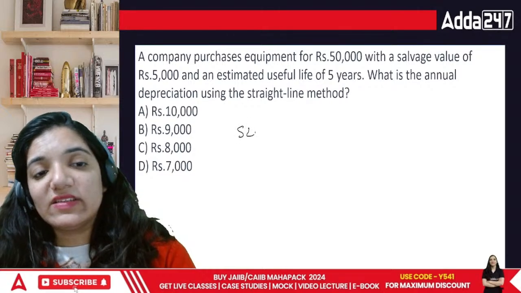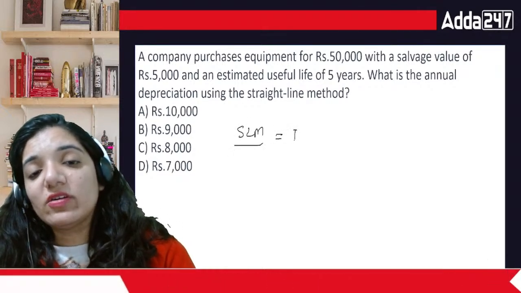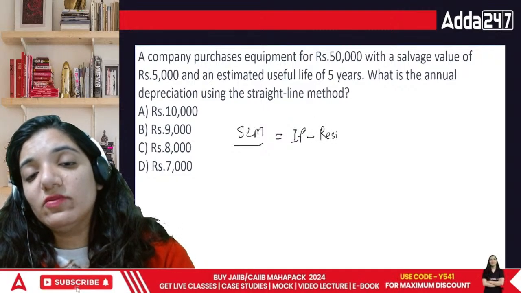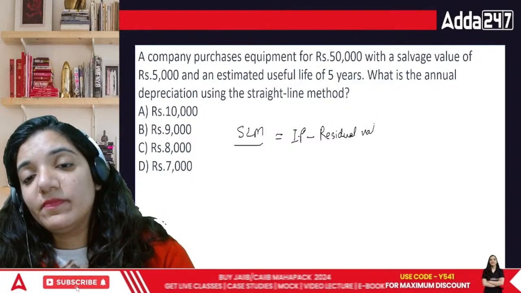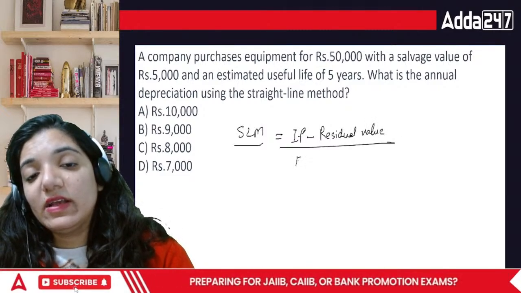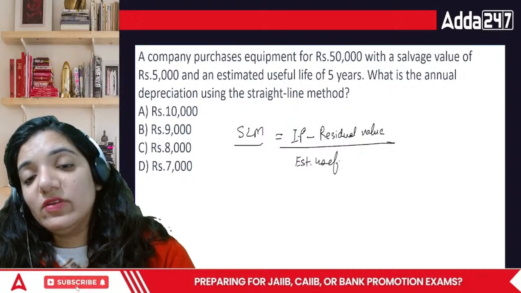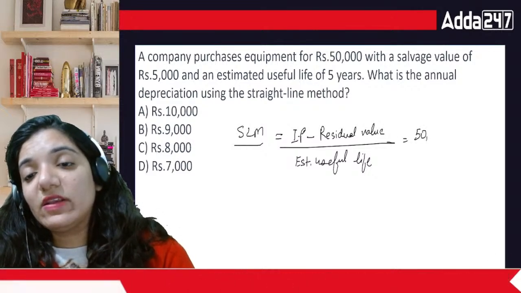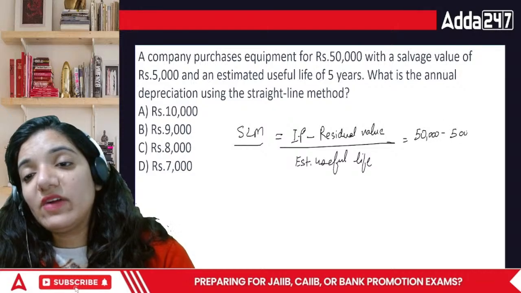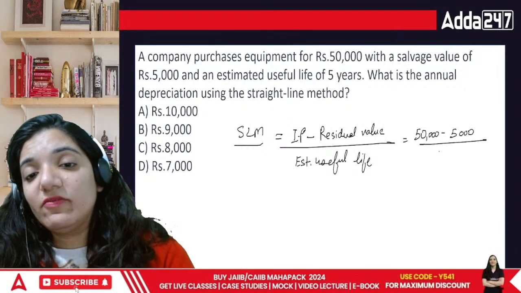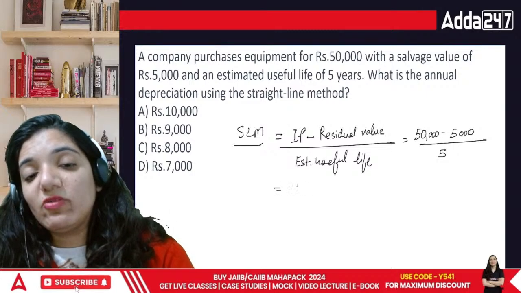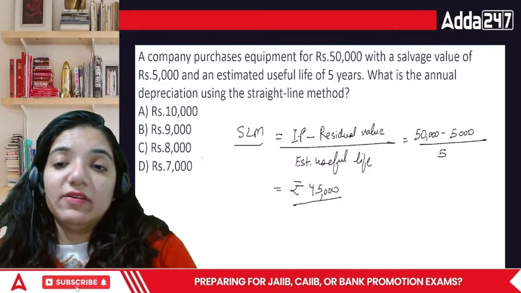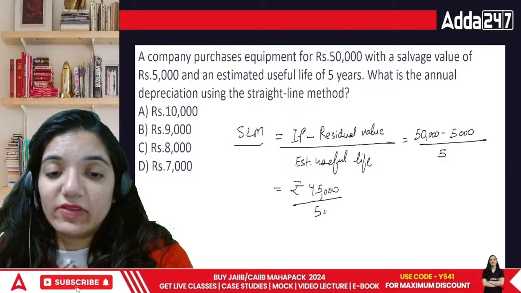Showing you the method. Under SLM method, what is the formula? It is your cost price or invoice price minus your residual value divided by estimated useful life. So technically we have 50,000 minus 5,000 divided by 5 years. So in this case the amount is of rupees 45,000. You know, 45,000 divided by 5 years.